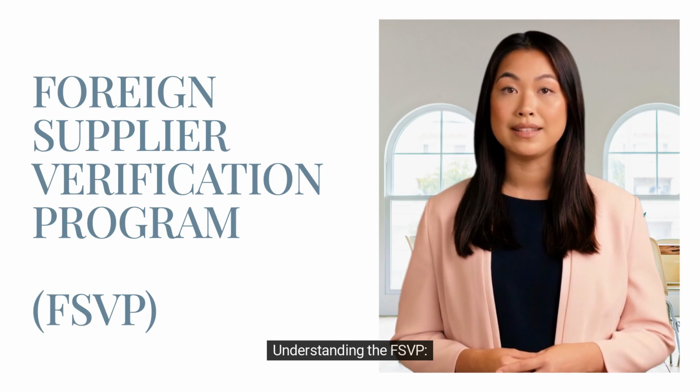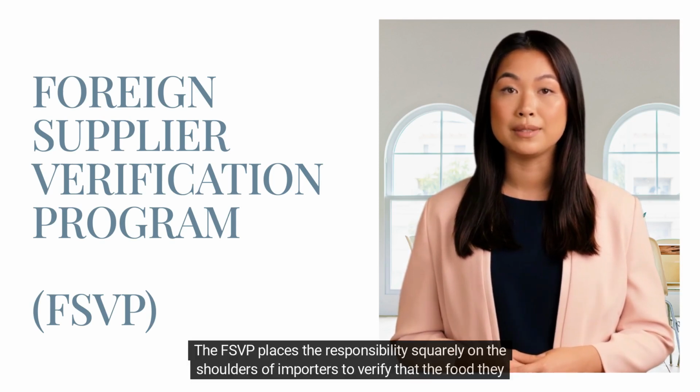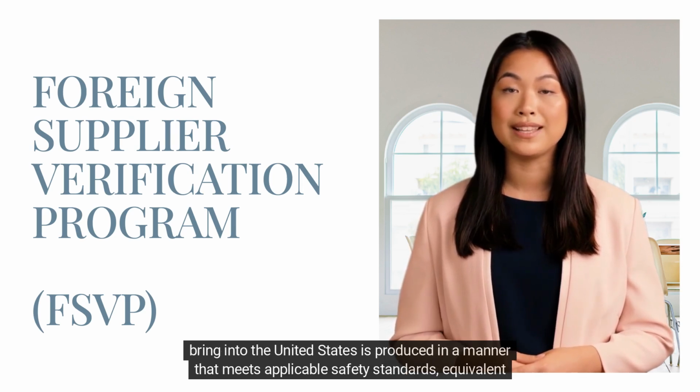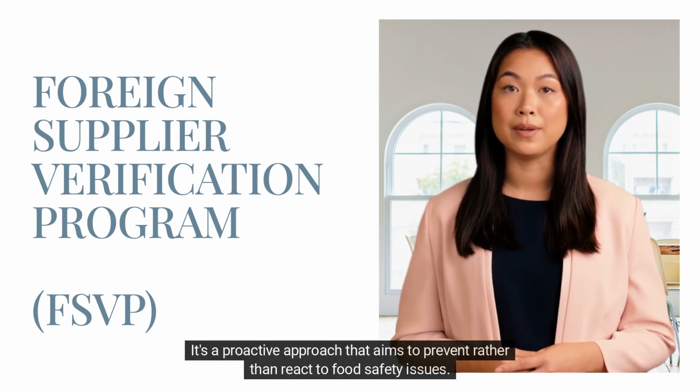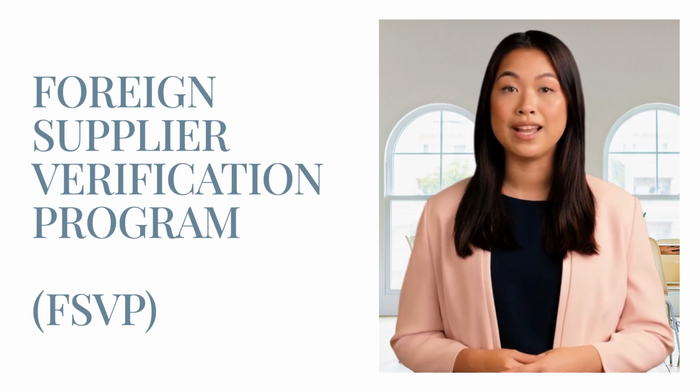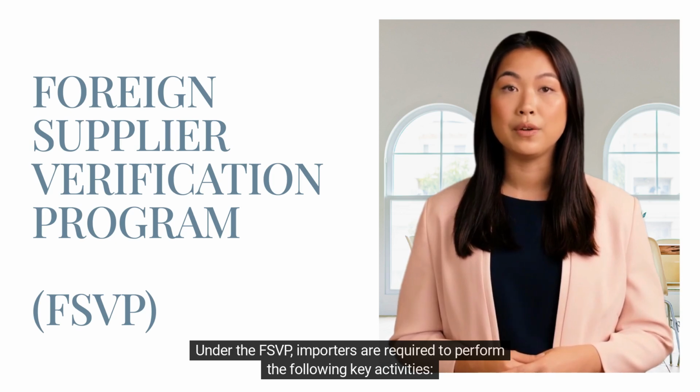Understanding the FSVP. The FSVP places the responsibility squarely on the shoulders of importers to verify that the food they bring into the United States is produced in a manner that meets applicable safety standards, equivalent to those required of domestic producers. It's a proactive approach that aims to prevent rather than react to food safety issues. Under the FSVP, importers are required to perform the following key activities.